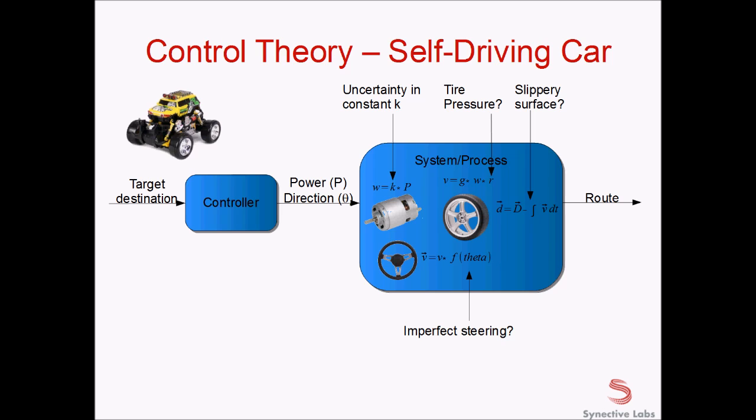In a system like this, we will have uncertainties. For example, the surface we're driving on may be slippery. And control theory will tell us that if we have uncertainties, we need a feedback in order to control that system successfully.